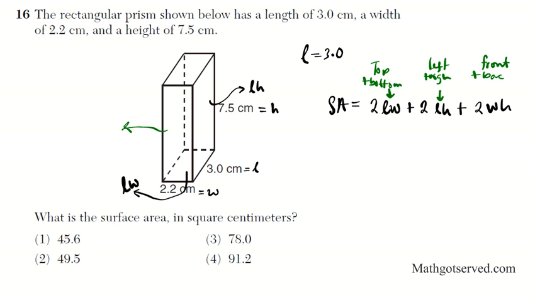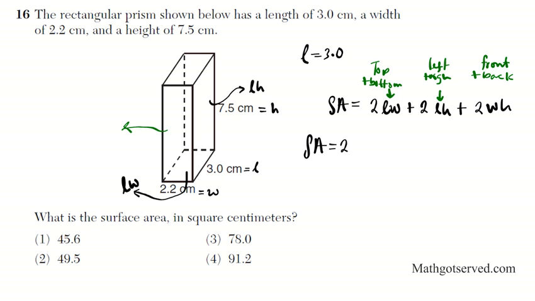Okay, so if you have top, bottom, left, right, front, back, those are the six planes, the six surfaces on this rectangular prism. So that's where this formula came from. Just keep that in mind. But we have access to this in the reference sheet, so we can always refer to that and just plug it in.